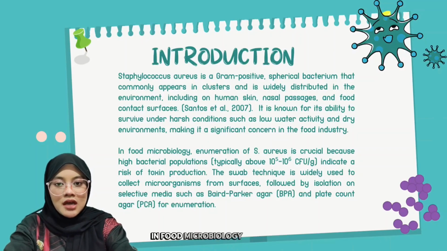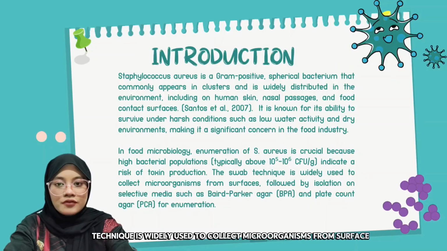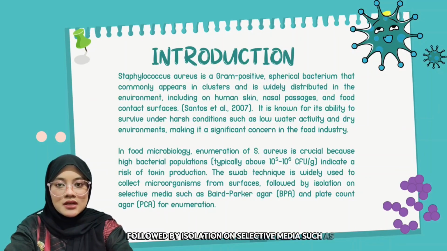In food microbiology, enumeration of S. aureus is crucial because high bacterial population indicate a risk of toxin production. This swab test technique is widely used to collect microorganisms from surface, followed by isolation on selective media such as Baird-Parker agar (BPA) and plate count agar (PCA) for enumeration.